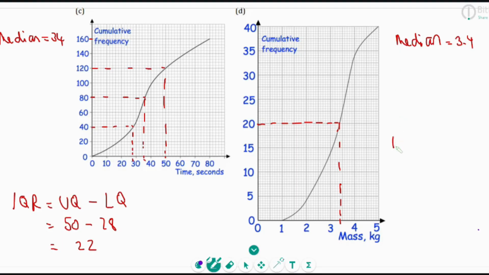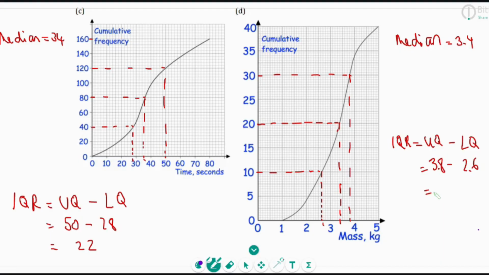And then to find the interquartile range, the upper quartile minus the lower quartile. So a quarter of the way along is here. It'll be 2.6. And the upper quartile is at 30.8, which gives you an interquartile range of 1.2.